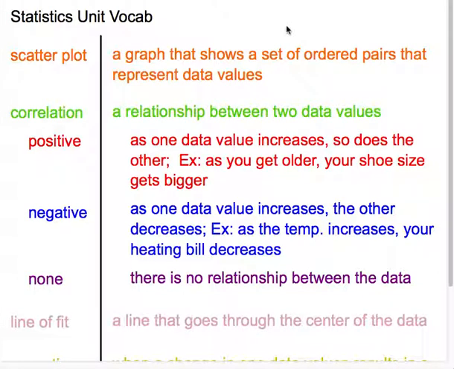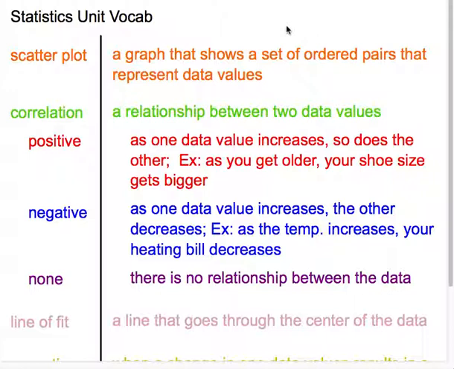Our last unit is the statistics unit, and we're going to start with scatter plots, correlation, and lines of fit. So a scatter plot is a graph that shows a whole bunch of ordered pairs that represent two numeric data values. Correlation is the relationship between the two values. So if the correlation is positive, both data values increase together.